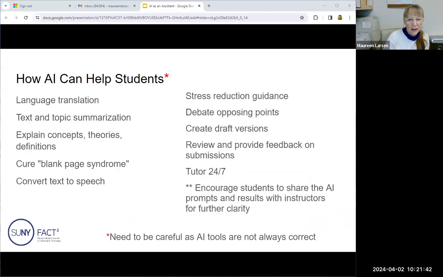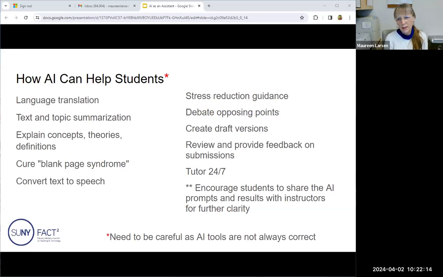All right. So now let's get on to how AI can help students. We know that AI is out there in many different ways. Most of us have tried ChatGPT, there's Grammarly, those built-in types of things. But there are some creative ways that AI can help students that you might not have thought of.